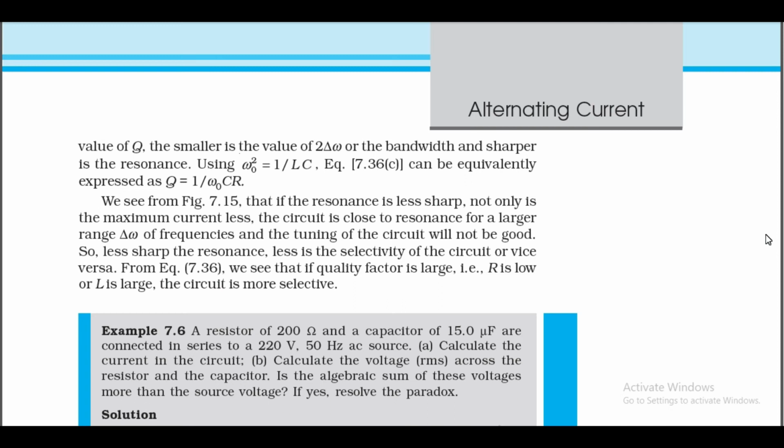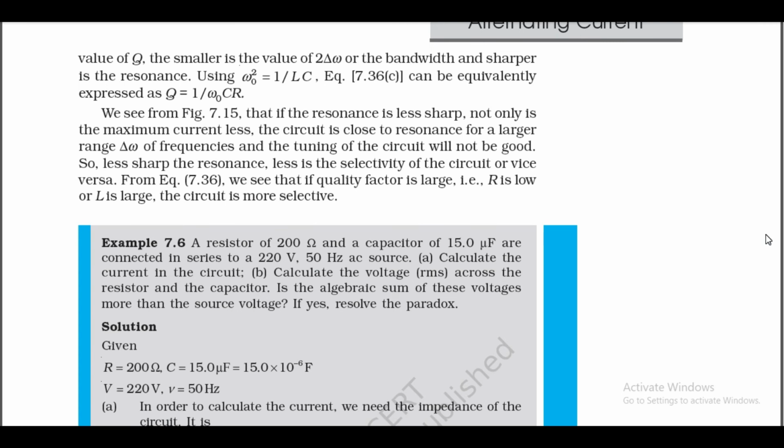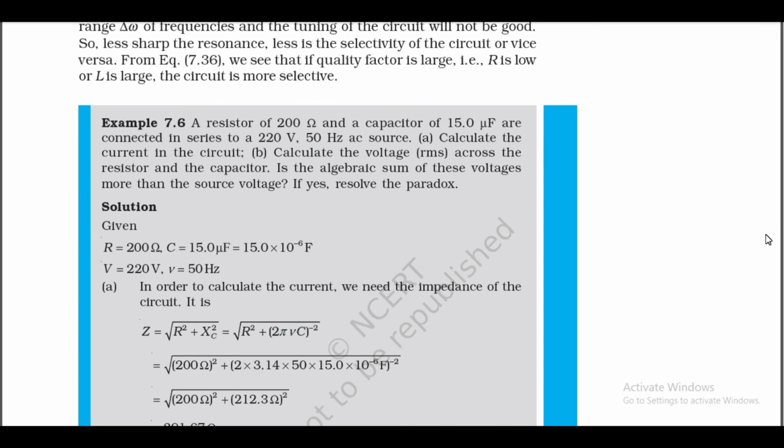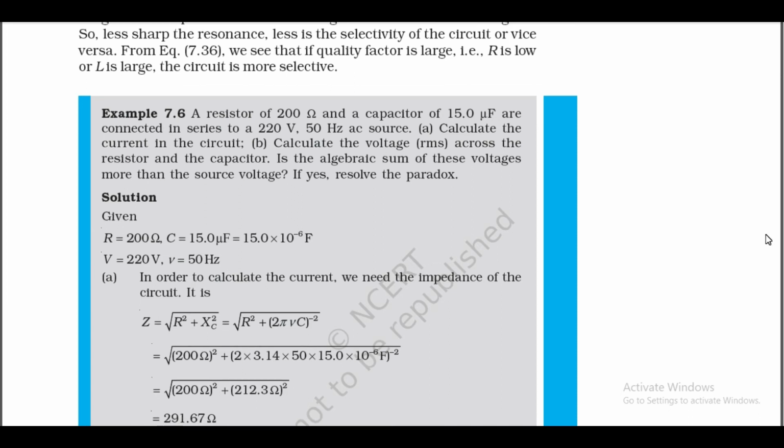We see from figure 7.15 that if the resonance is less sharp, not only is the maximum current less, the circuit is close to resonance for a large range delta omega of frequencies, and the tuning of the circuit will not be good. So, the less sharp the resonance, the less is the selectivity of the circuit, or vice versa. From equation 7.36, we see that if the quality factor is large, that is R is low or L is large, the circuit is more selective.